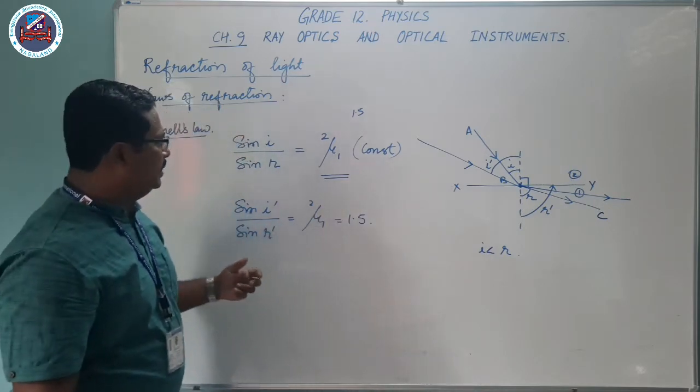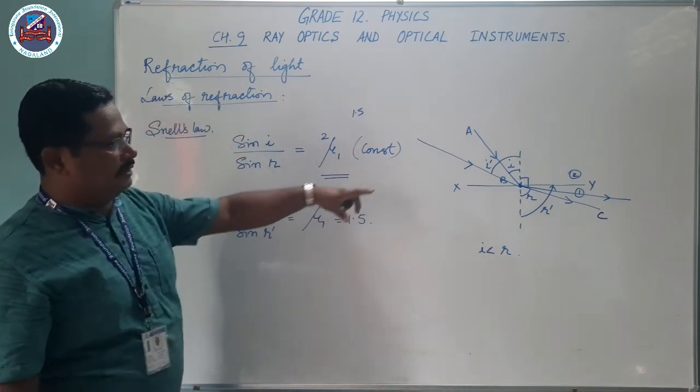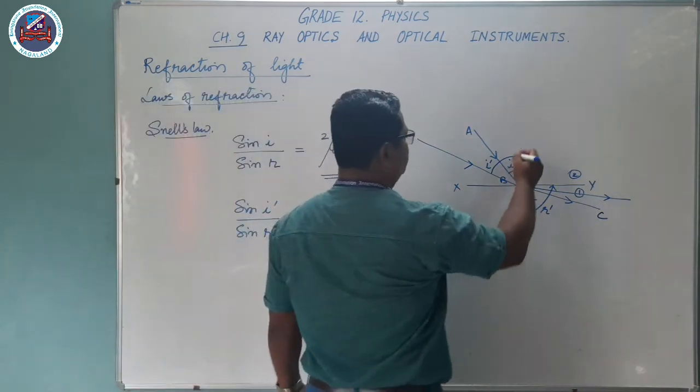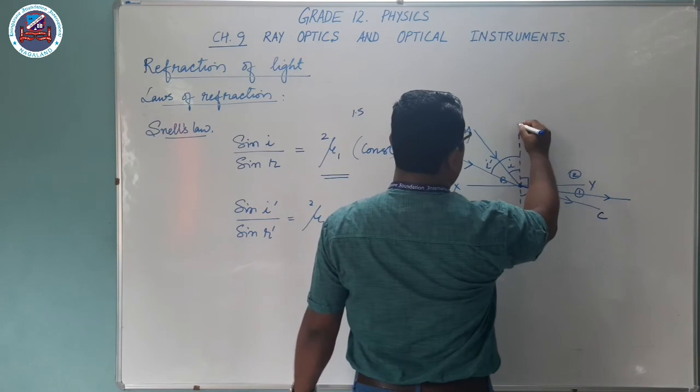Some of you may be thinking, how will I measure sin i? In this diagram, there is no right angle triangle. So what we have to do is draw one. This normal, we will extend it.